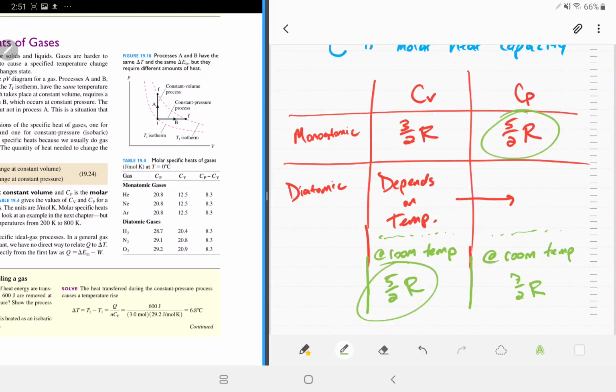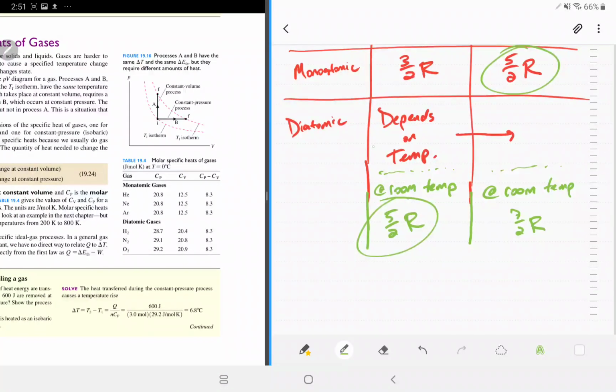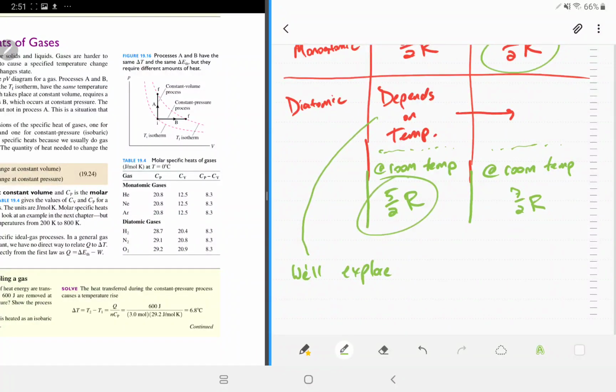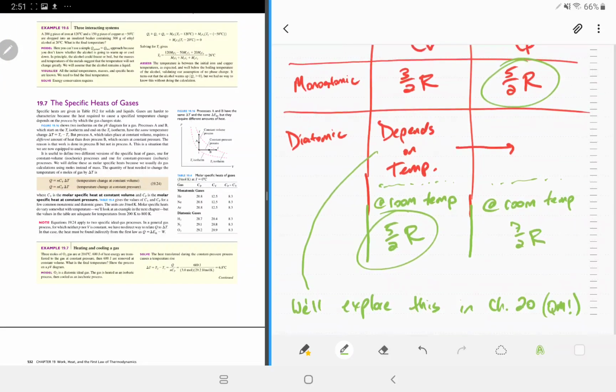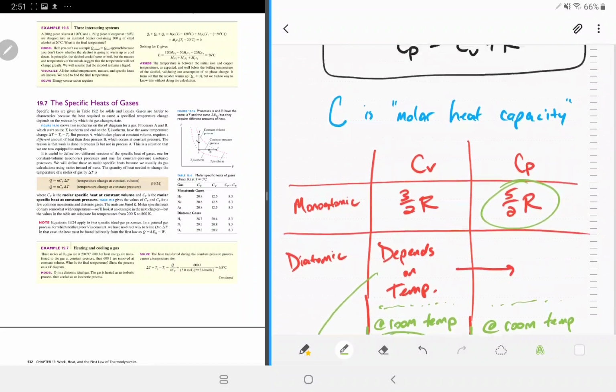But the fact that this depends on temperature, we'll explore this in chapter 20. So that's what the whole next video is about. And to spoil the surprise, we need quantum mechanics to explain this. This is the first time in your physics career of learning that you actually need quantum mechanics to explain some phenomenon, which is pretty neat.